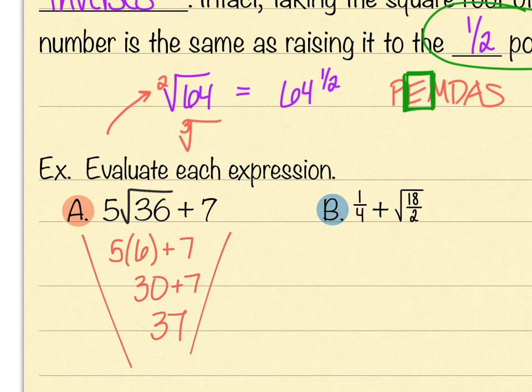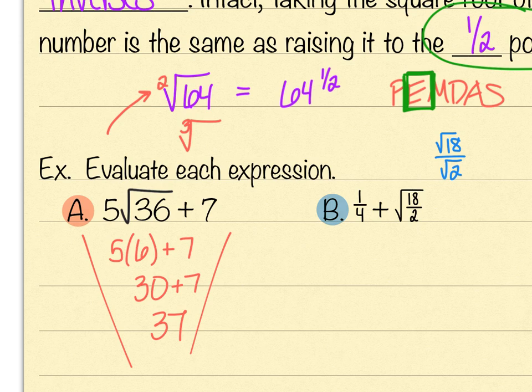In example B, I have to square root 18 halves first. Now, 18 and 2, neither one of those are perfect squares, so I'm going to get terrible answers. Remember I said when you square root a fraction, you treat it like you're square rooting the numerator and then square rooting the denominator, which is going to give us terrible answers. So one thing you'll want to do beforehand, if you can, is reduce the fraction.